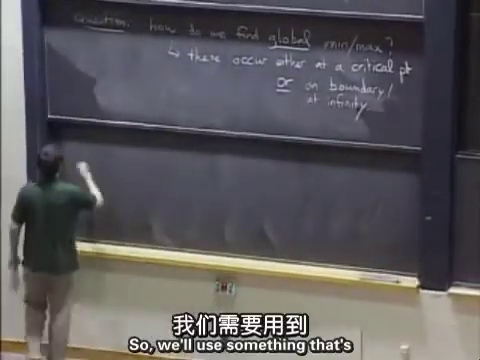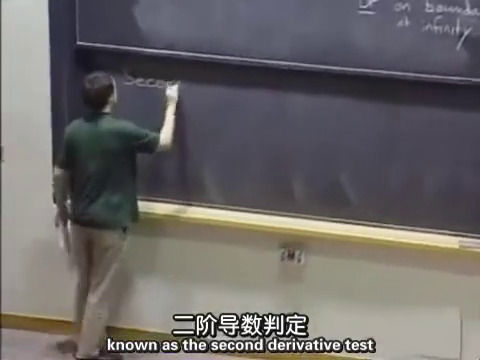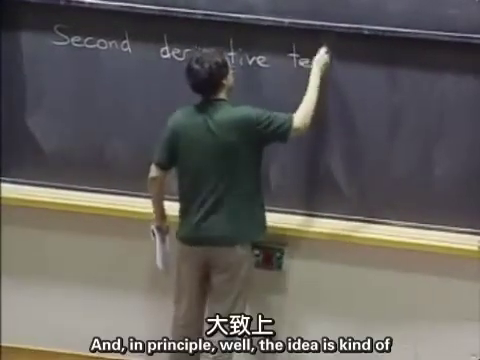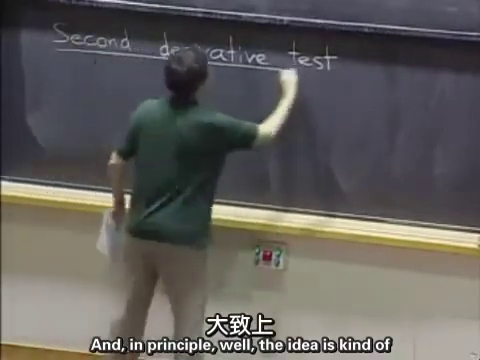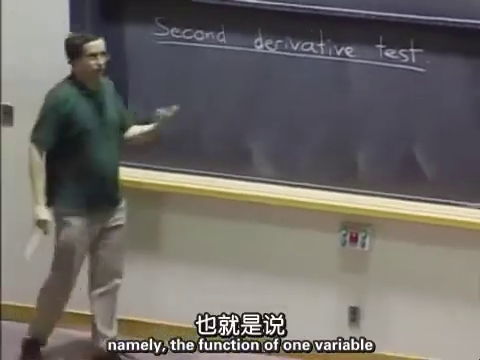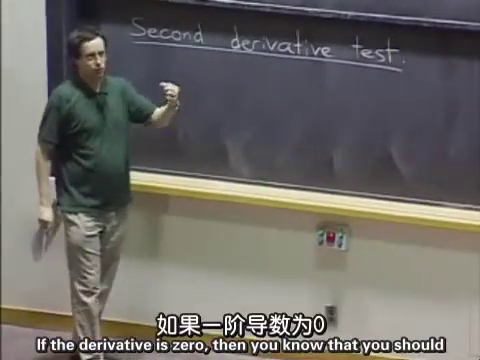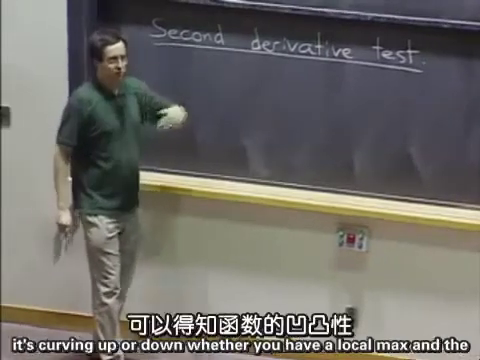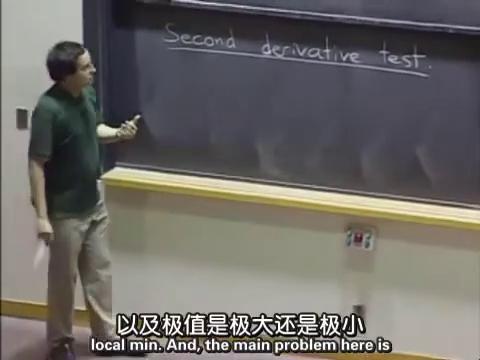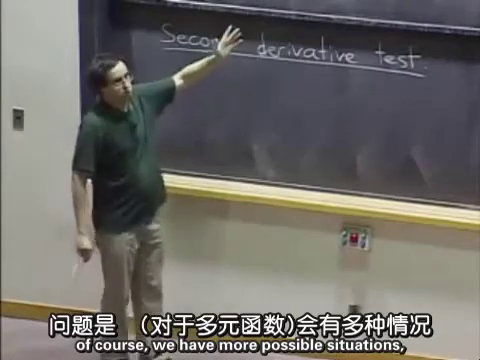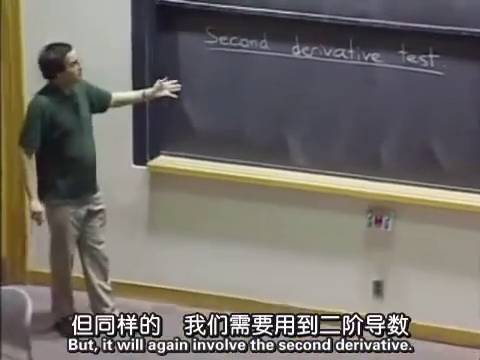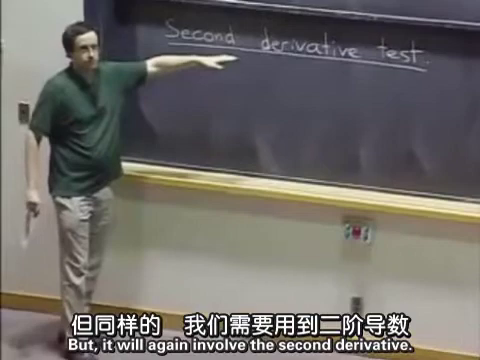So we'll use something that's known as the second derivative test. In principle, the idea is kind of similar to what you do with a function of one variable. If the derivative is 0, then you know that you should look at the second derivative, and that will tell you whether it's curving up or down, whether you have a local max or a local min. And the main problem here is, of course, we have more possible situations and we have several derivatives. So actually we have to think a bit harder about how we'll decide. But it will again involve the second derivatives.